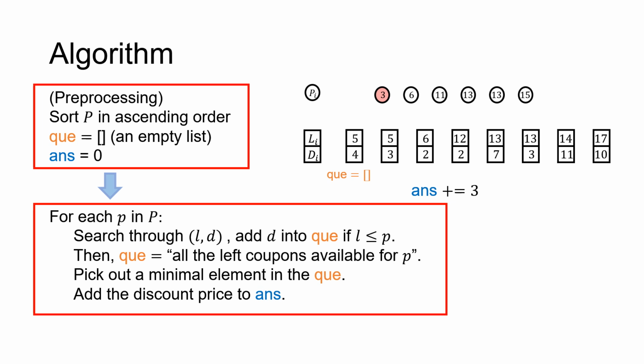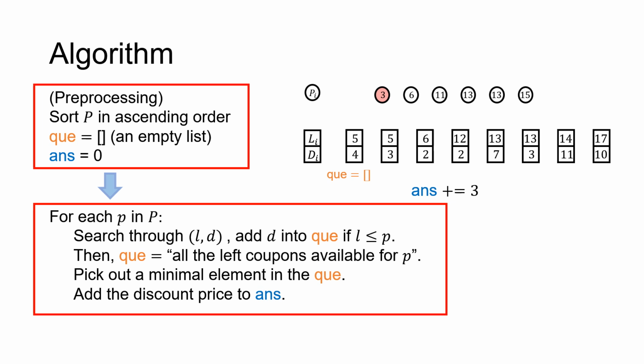For each item with price P, we search through the set of coupons L and D and add D to the Q if L is less than or equal to P. This way, the Q represents all the applicable coupons for the price P. We then select the maximal element from the Q, which indicates using that coupon for the target item. Finally, we add the discounted price to the variable ans.